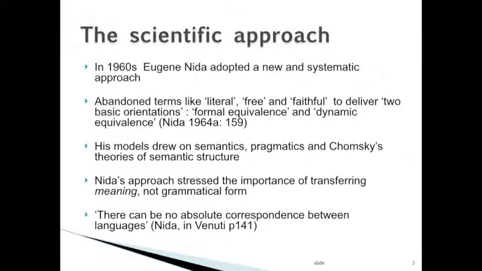In the 1960s, a new, much more scientific approach was devised and delivered by Eugene Nida. Nida based his theories on the study of pragmatics and semantics and the work done by Noam Chomsky. Nida delivered terms which would replace that of literal, free or faithful translation and present new models, that of formal equivalence and dynamic equivalence. This novel approach by Nida laid great weight on the importance of transferring meaning of the lexis rather than the grammatical form.